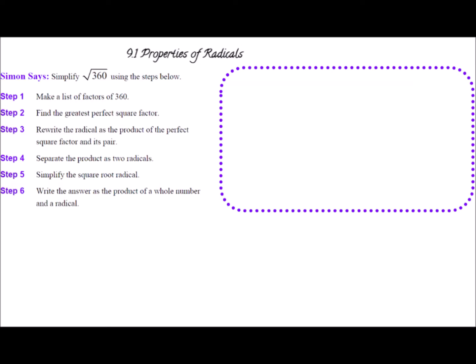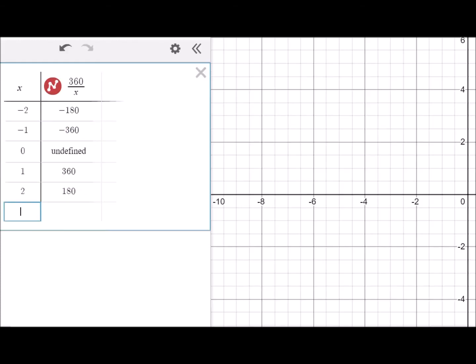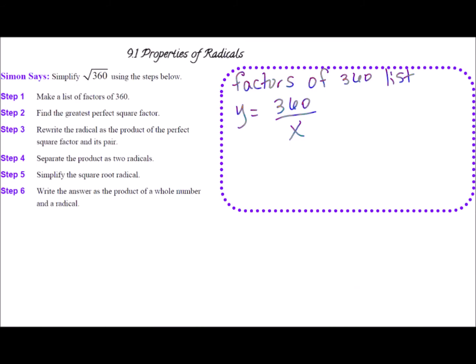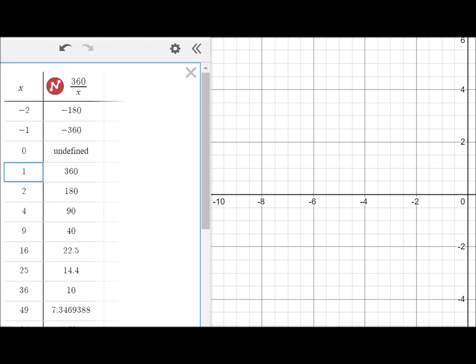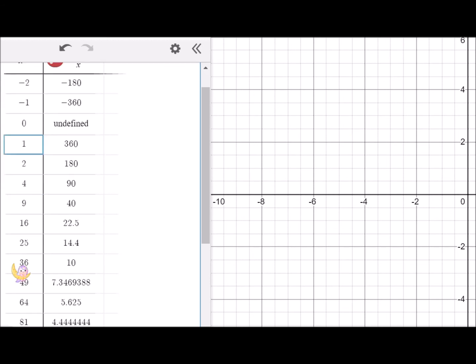We're going to pretend we're playing a game here: if Simon says. So Simon says we're going to simplify the square root of 360 using the steps below. Now, I'm using the calculator to help me find the list just because it's easier. We can use a calculator and that's okay. So now step 2 says to find the greatest perfect square that's a factor. I went ahead and typed in different values for x, but notice what I typed in were perfect squares because that'll tell me what the other factor is. So I'm looking for the largest perfect square.